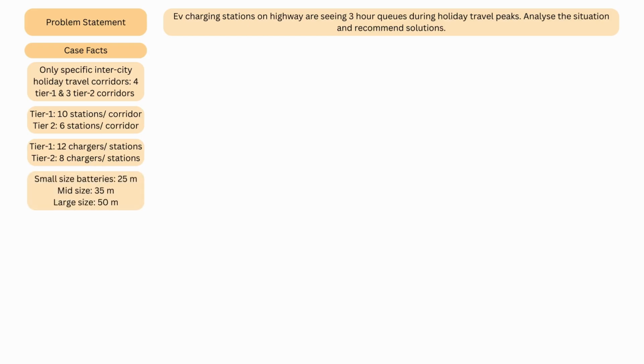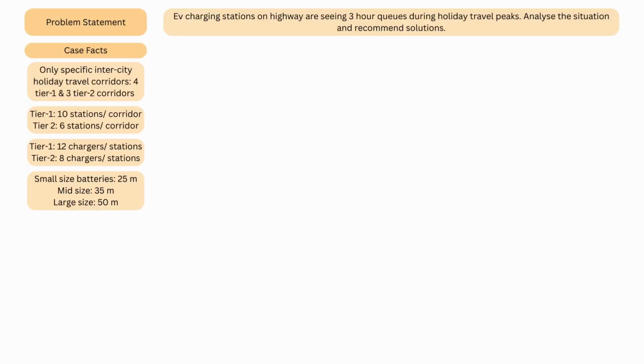Also, you can divide the type of EV based on the battery size, that is small, mid, and large. The charging time taken by small batteries is 25 minutes. For mid, it is 35, and for large, it is 50 minutes. Also, what is the peak arrival rate during holidays, and what are those peak hours? The interviewer mentions that holiday peak is around 25 cars per hour for tier 1 and 18 cars per hour for tier 2 on average.